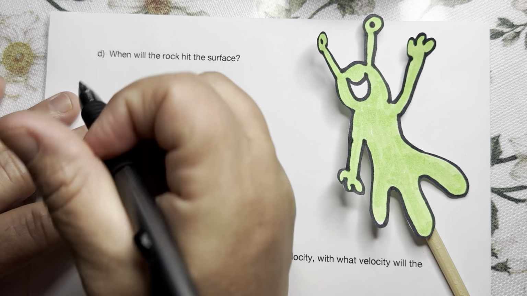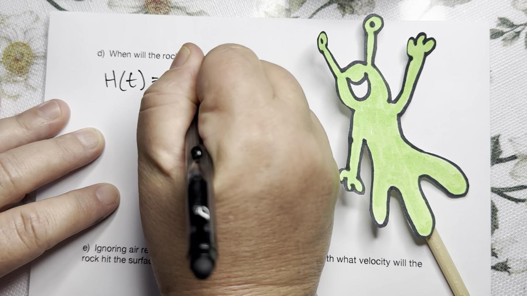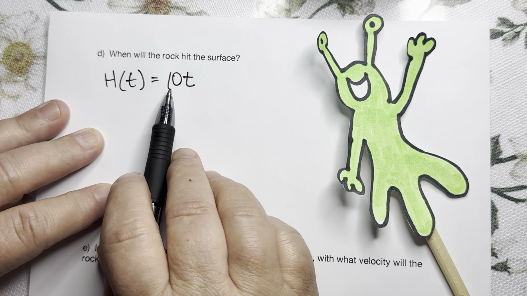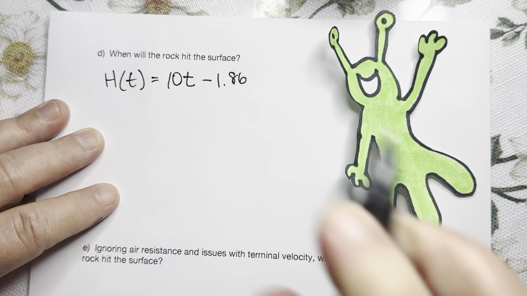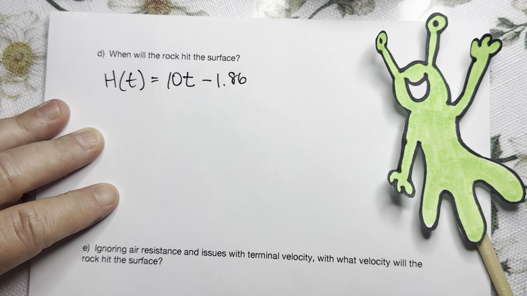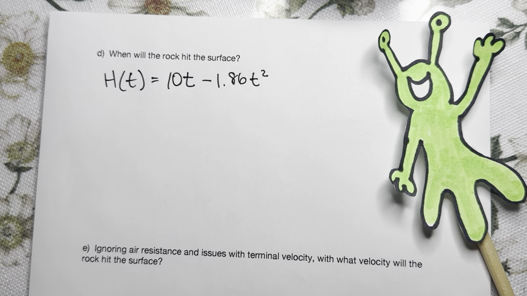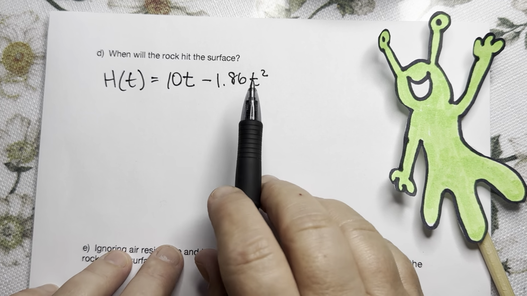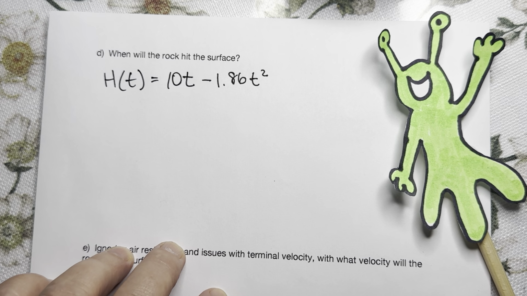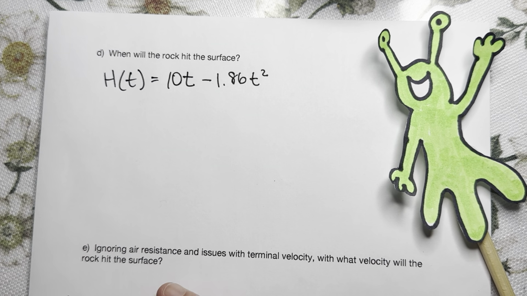So our height function was that we threw the rock up at 10 meters per second. So that gives us the 10t. And then gravity on Mars is going to pull it back down at 1.86 meters per second squared. And this is times t squared because it's part of the acceleration rather than just the velocity. And here's our height function. And the question is, when does the rock hit the surface?